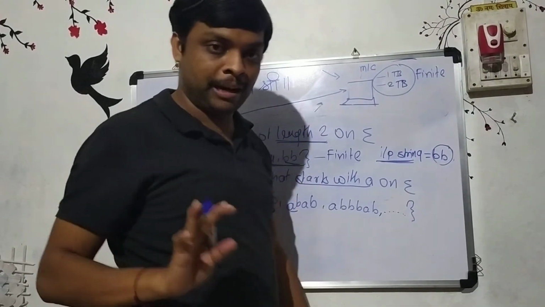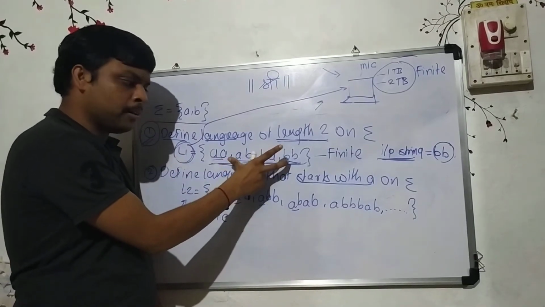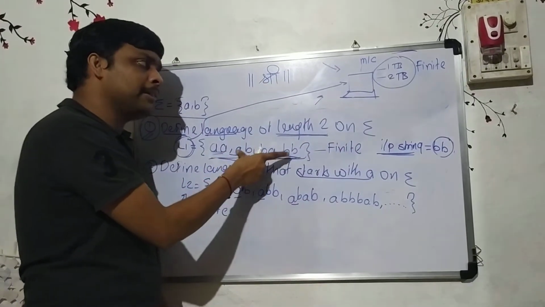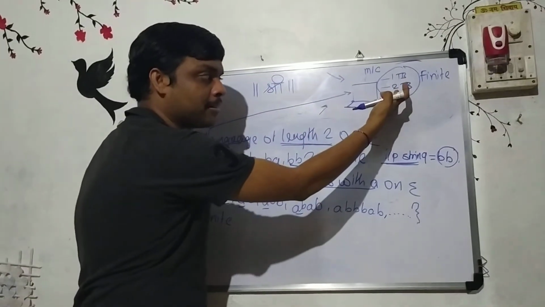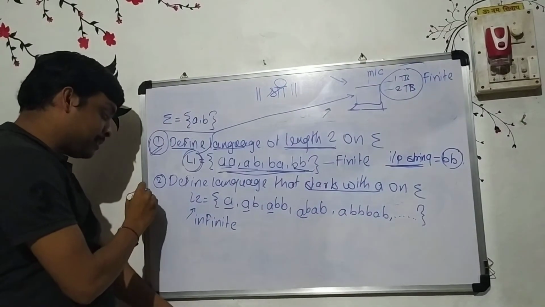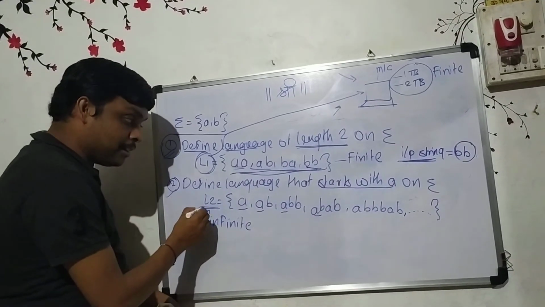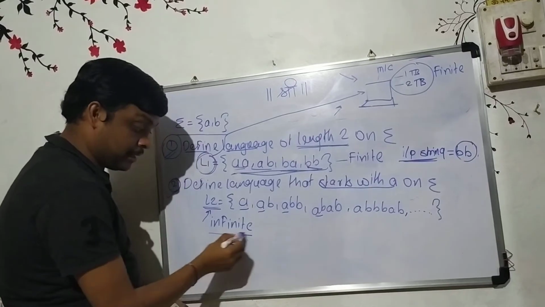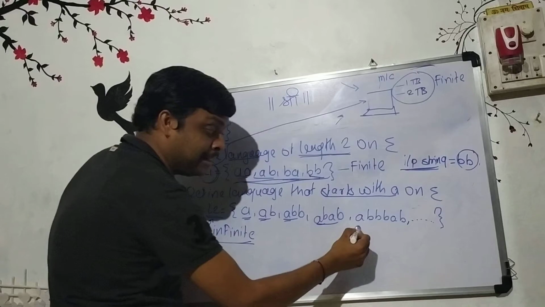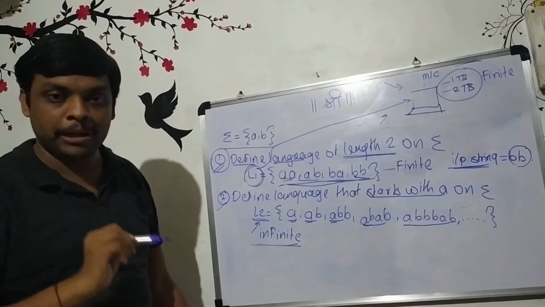Now, as far as this first language is concerned, how many elements are there? Only 4 elements, because this is finite. So if only 4 elements are there, we can easily store those elements in this space. But when we consider the second situation, what type of language is this? This is an infinite language. Infinite means there is no restriction on the number of strings present in that particular language.